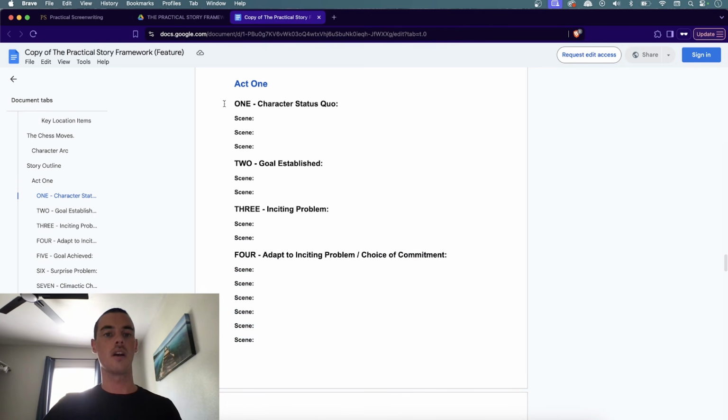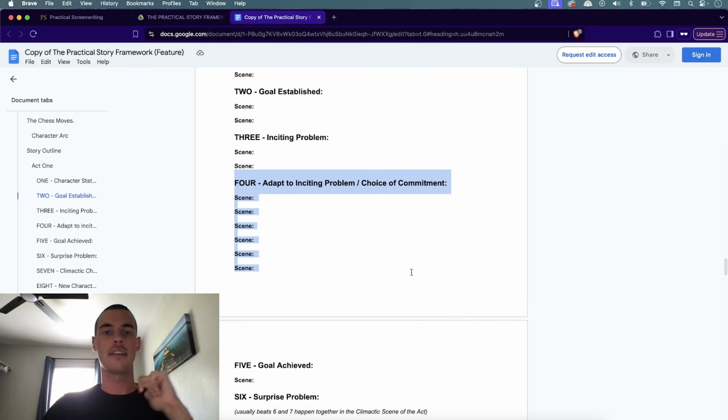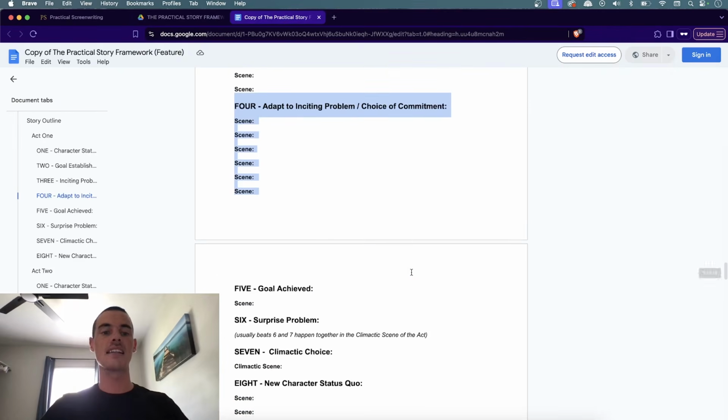So a lot of times, right, we introduce our characters, we set up what they want, we set up the initial problem, and now the act is moving, right? We're solving problems, we're going after it. This is where the meat of the act usually is, in the first half of the act.